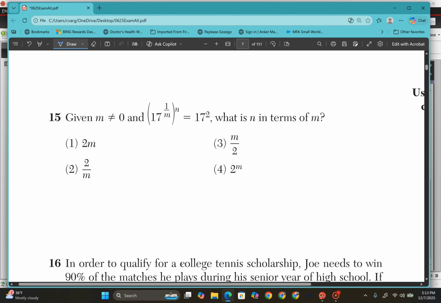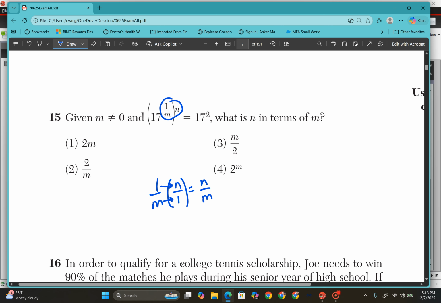Okay, so this is 17 to the 1 over m times n. This is called a power to a power, which means that whenever you have a power, you multiply it by the other one. And that combines those two. So we have 1 over m times n over 1. How do we multiply fractions? Top, top, bottom, bottom. So that's n over m.